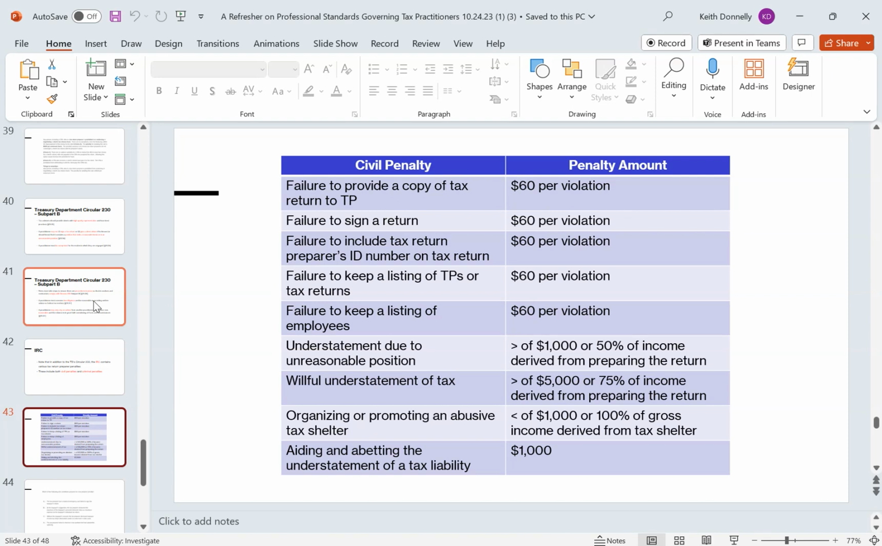$60 a violation. These are inflation adjusted. So, like next year it might be $65 or something. But the idea with this is, let's just say it's $60 because you fail to include the PTIN, or your ID number, on the return. We'll say this is a systemic issue, right? Like it's a glitch in the software and it just doesn't ever put the ID number on it.